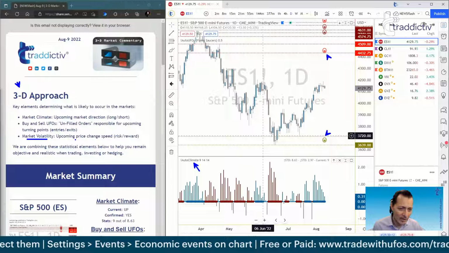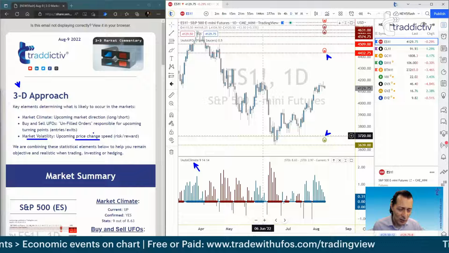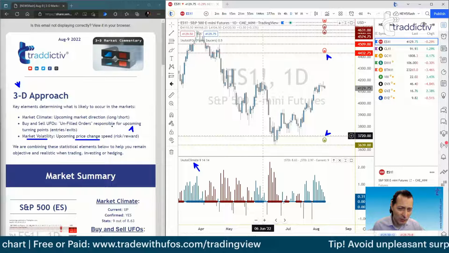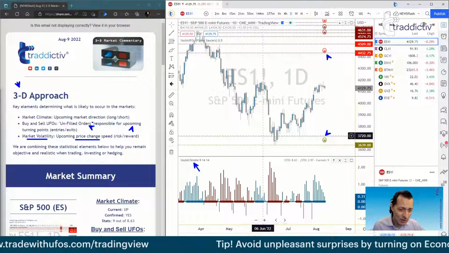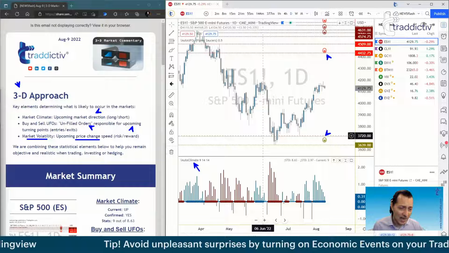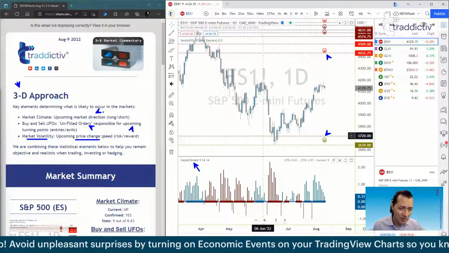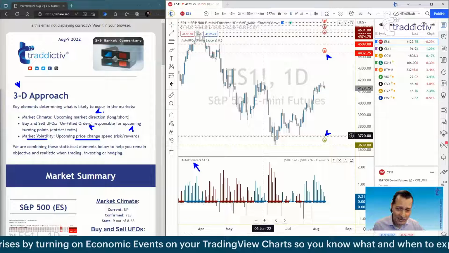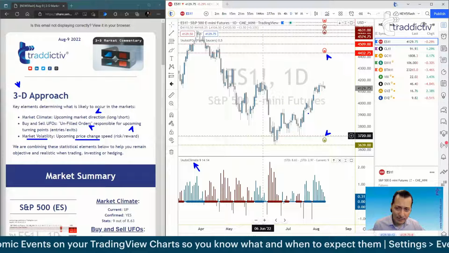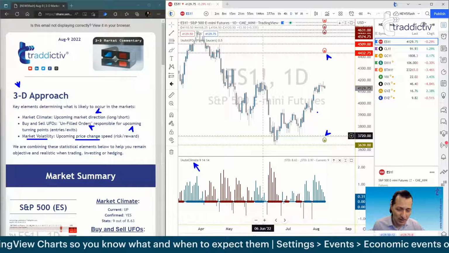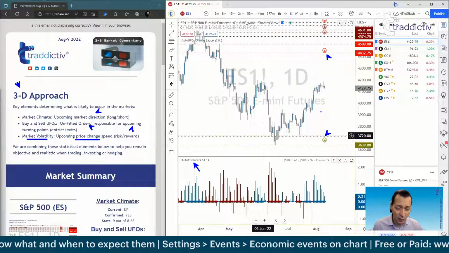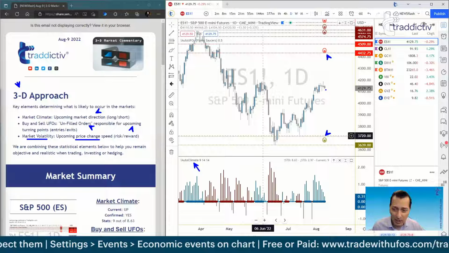So we're going to be looking at the speed of price change. We're going to be looking at the upcoming turning points, which is where the on-field orders are. And we're going to be looking at the likely direction, the upcoming market direction, thanks to understanding the market climate. Again, market climate tells us what's happening from a statistical point of view. I'm going to explain that one market at a time.